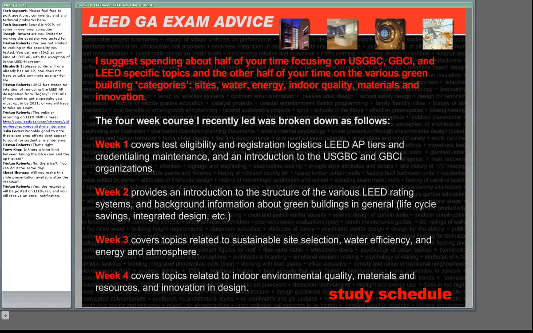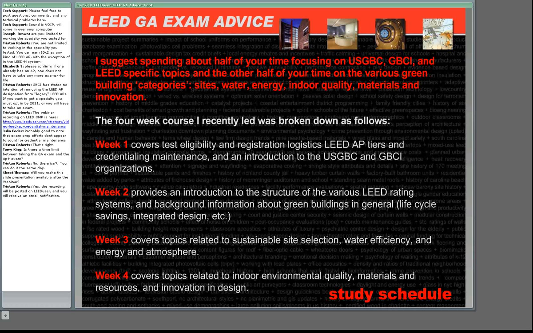A general understanding of the categories is also needed, because the categories are fairly well harmonized through all systems. So you will need to know sustainable sites, energy and atmosphere, materials and resources. But where this is distinct from the LEED AP specialty exams is that you don't need to know the nuances of the individual credits. You don't need to spend all that time memorizing credit requirements, like at what percentage do I get a point for recycled content under MR Credit 4. You don't need to know that for this exam, because that's what the LEED AP specialty exam covers.